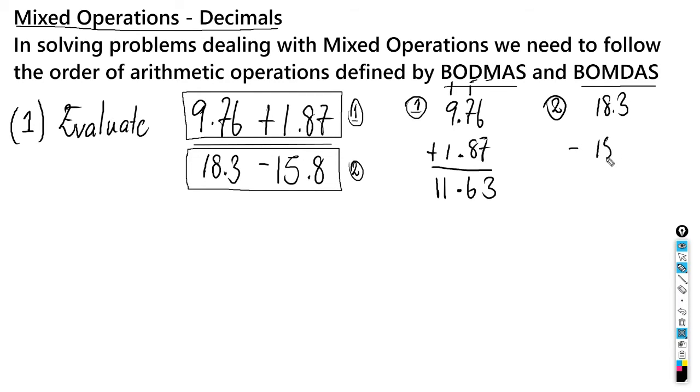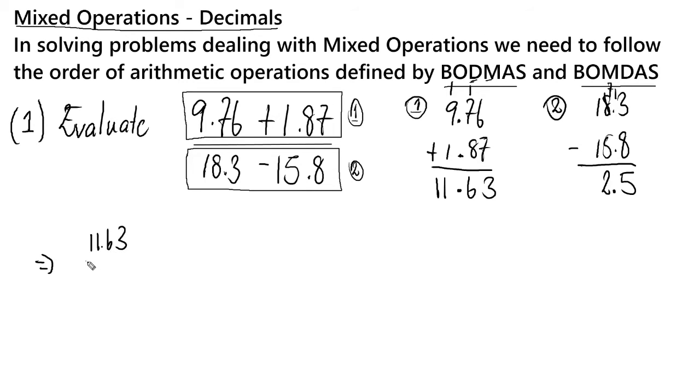And the second one now is 18.3 minus 15.8. Cool. So we're going to take 1 from this 8 and we're going to get 7. Then we have 13 here, and 13 minus 8 would give us 5. Let's put the point. Remember, we line up the points when we're adding and subtracting with decimals. 7 minus 5 would give us 2. And 1 minus 1 would give us 0. So this is 2.5. All right, so now the question ends up being 11.63 divided by 2.5.